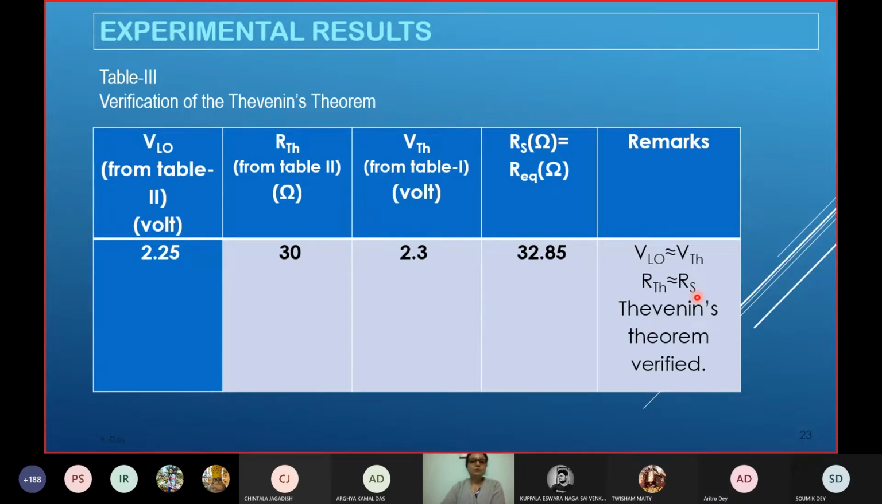The only thing here is RThevenin, which we obtained from the graph. Here we didn't put the negative sign, just the magnitude. But actually the slope is negative. That is coming from the equation itself: VL is equal to VThevenin minus RThevenin into IL. So this is all about the experimental verification of superposition and Thevenin's theorem.